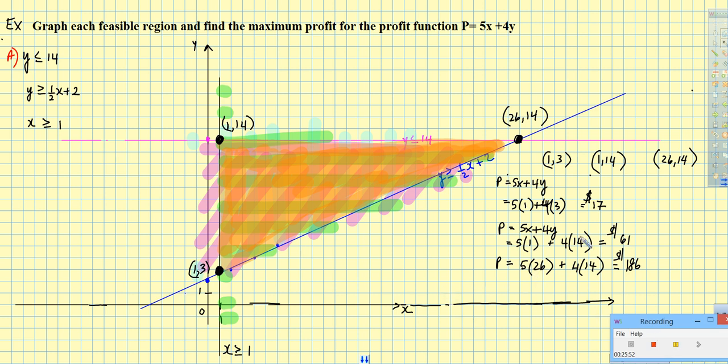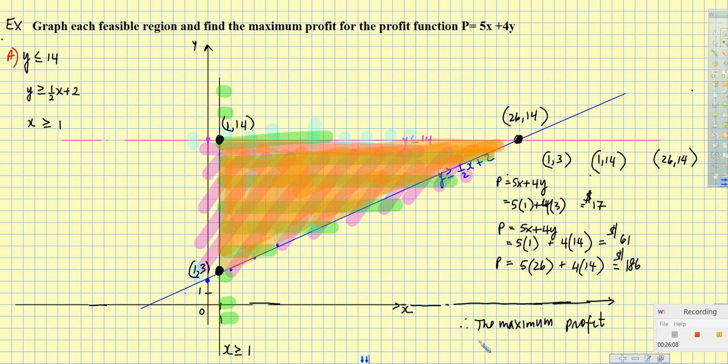All right, so between the three corner points, the one that has given us the maximum profit, the maximum profit ends up being $186. And it's $186, and it's found at the corner point of 26 and 14.